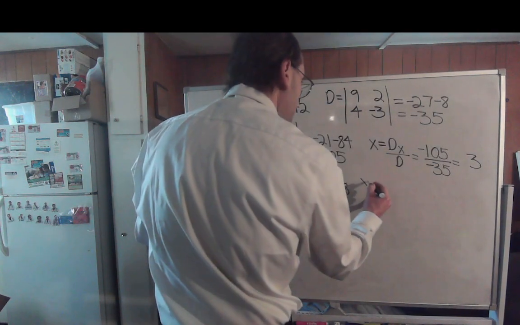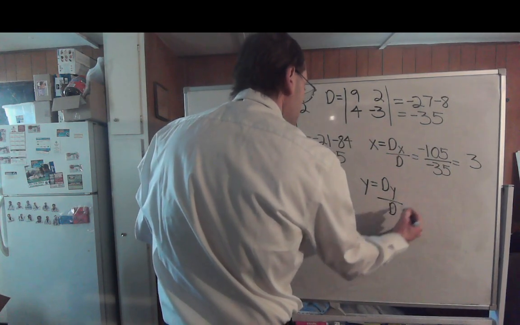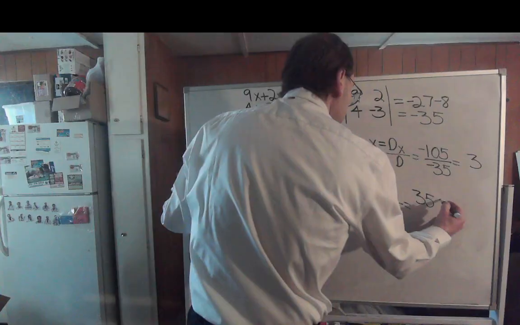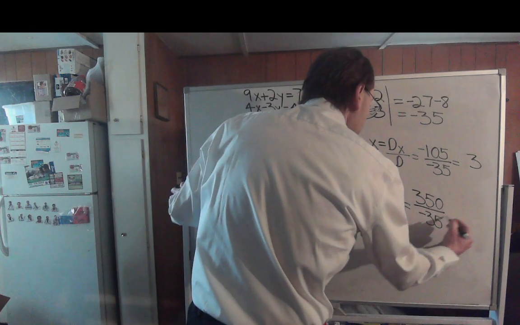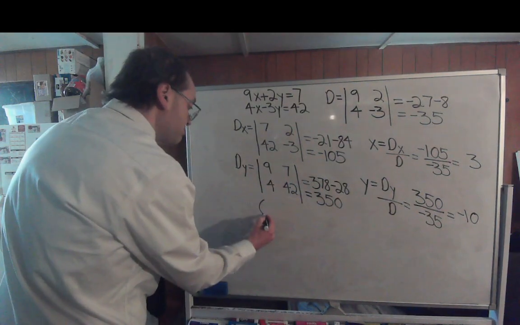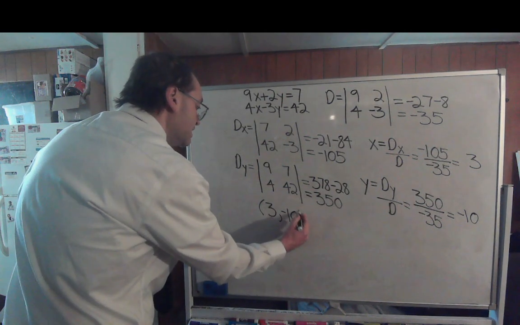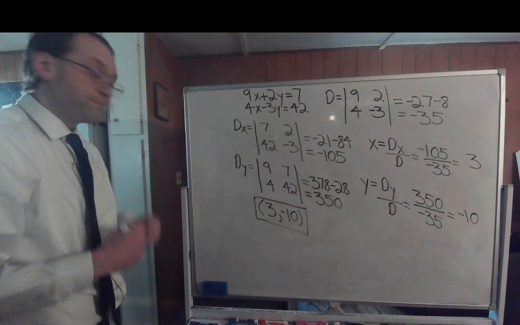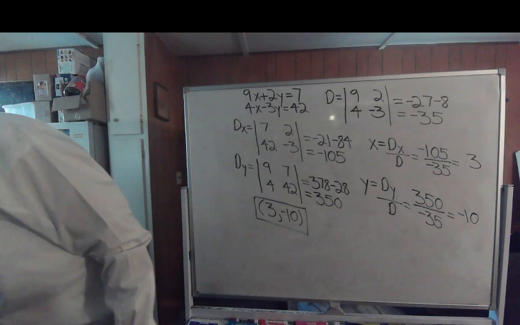So to find y, you'll take your d sub y over your d, which we know d sub y was 350. We'll divide that by our d, which is negative 35, which would give you a y value of negative 10. So the ordered pair that's the solution to this system would be 3, negative 10. That would be your solution to this system, 3, negative 10. All right. I have about 6 more.